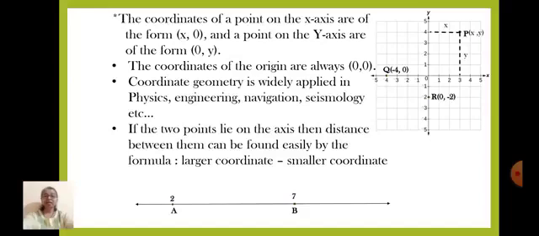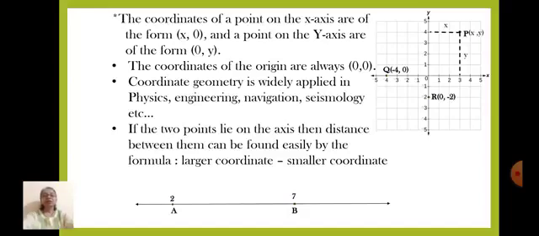Similarly, you might have seen ECG, that electronic cardiograph, that is also drawn on Cartesian plane. So just by looking at the pattern, doctors diagnose whether the heart is working properly or not. So in this way, this coordinate geometry is widely used.